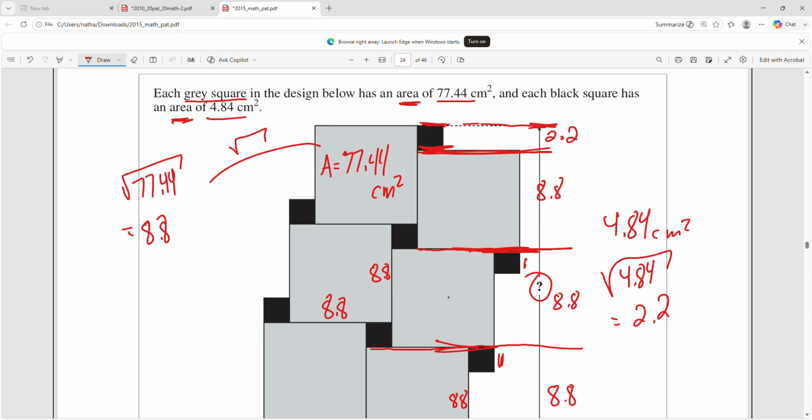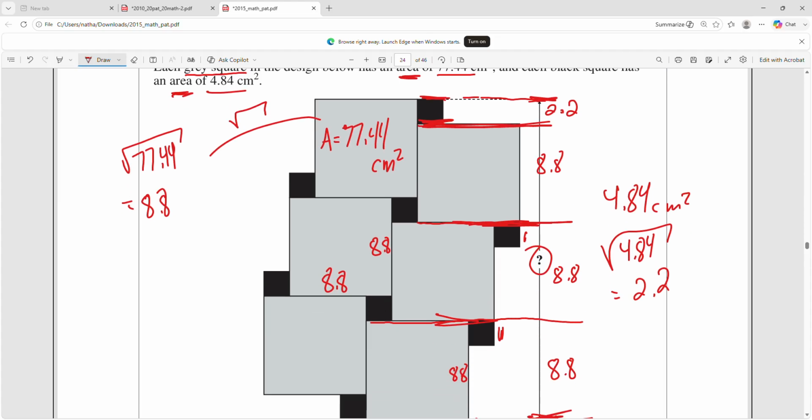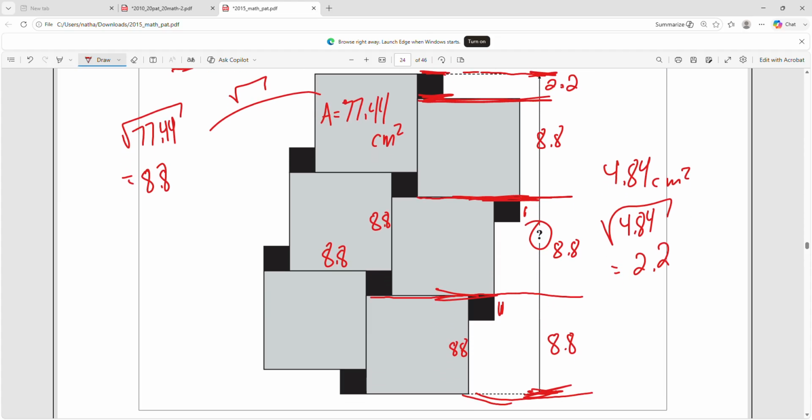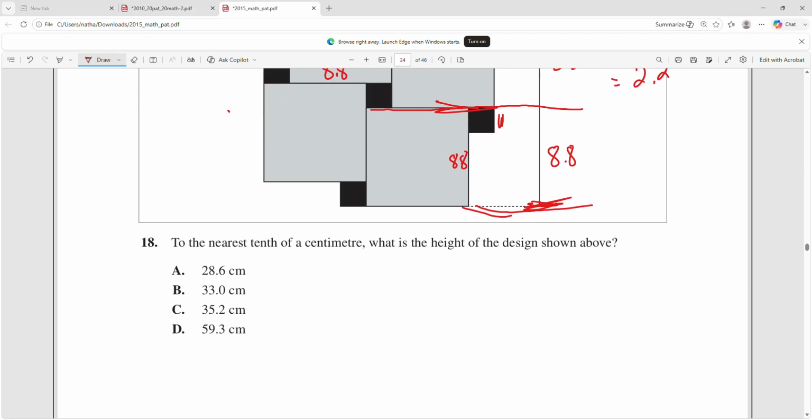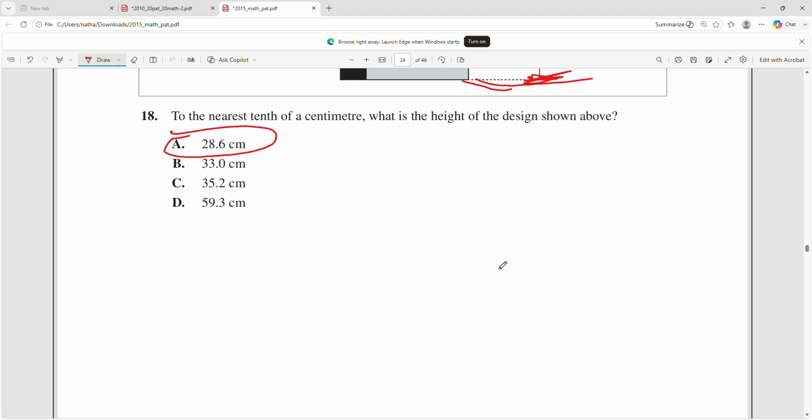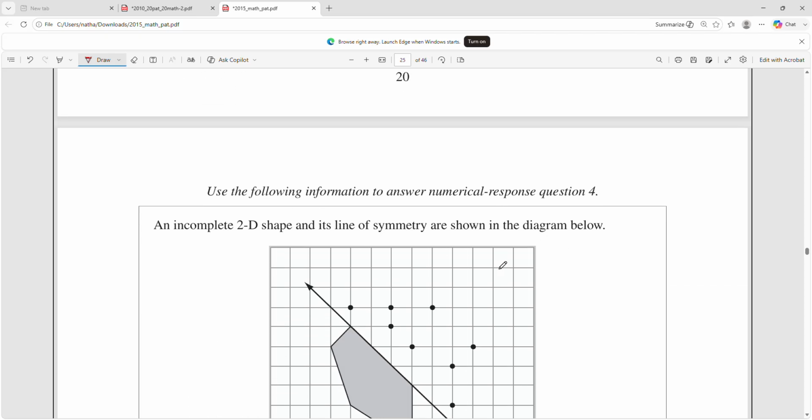So now we can add all of these up. So we've got 2.2 and 3 times 8.8, or you could just add them one at a time, but I'm going to multiply because that's quicker. That's why we have multiplication. 8.8 times 3 is 26.4, plus 2.2 is 28.6, and there's our answer: 28.6. Okay, pretty easy question, but you have to do a little bit of thinking for sure.